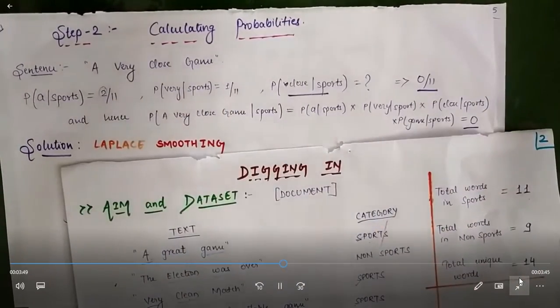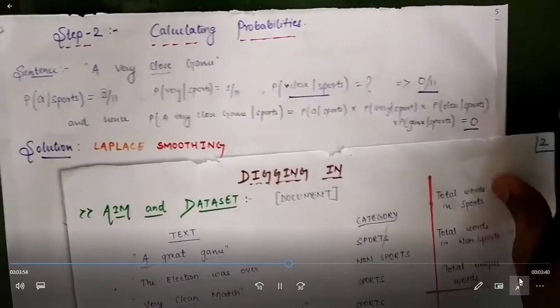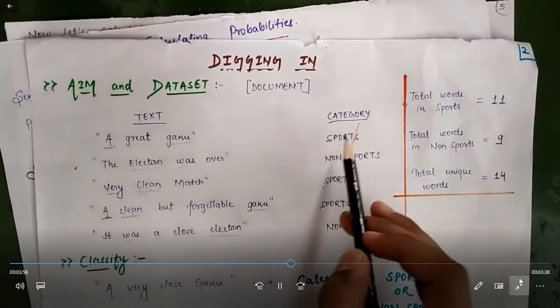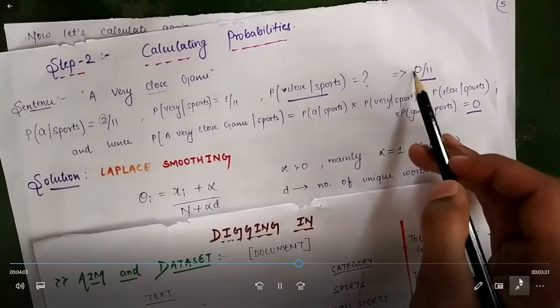Now let's see, here comes one interesting thing. When we encounter the word close, we know there is not a single word close in the sports category. You can see there is nowhere a close. So the probability of close with respect to sports will be 0 by 11.